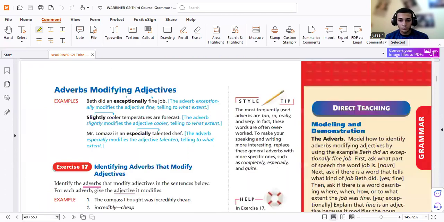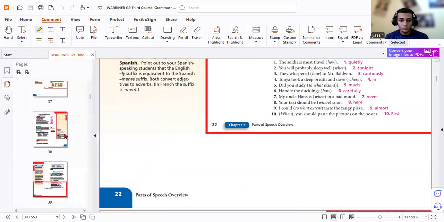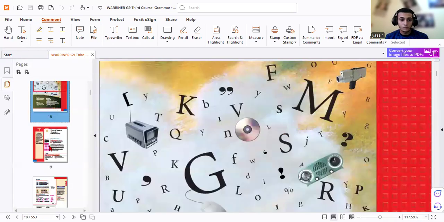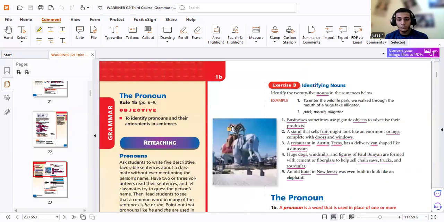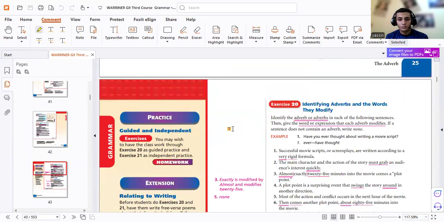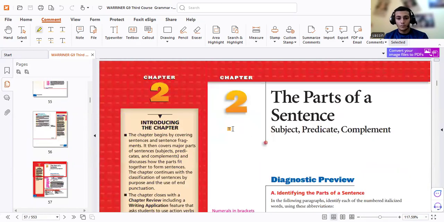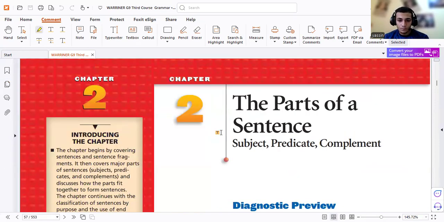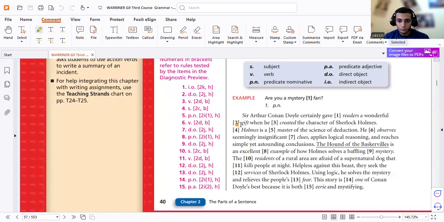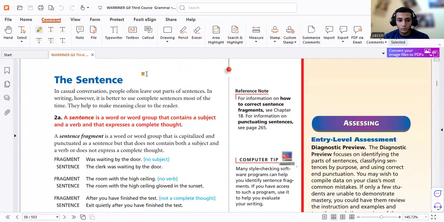Now, read page number 14. The first chapter is very easy. Here, the parts of a sentence. Always in this book, you will find a diagnostic preview, just like a sample test, but you can do it after studying. Now we need to know something in English.